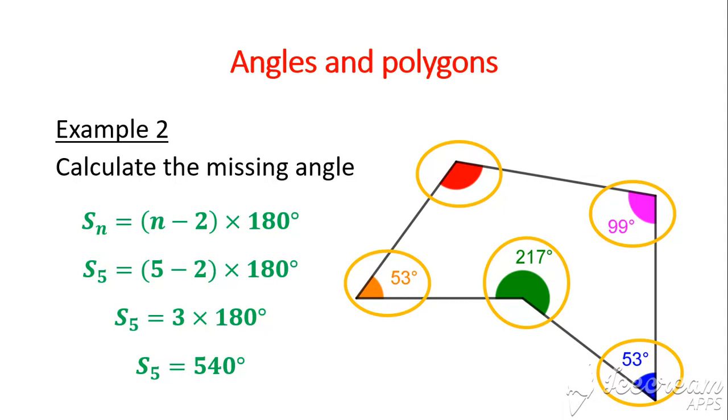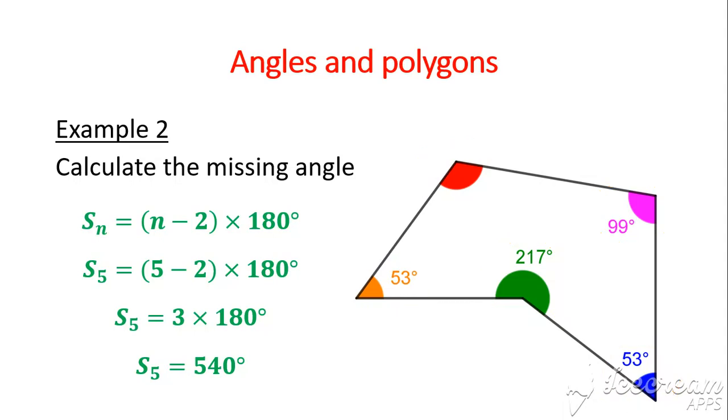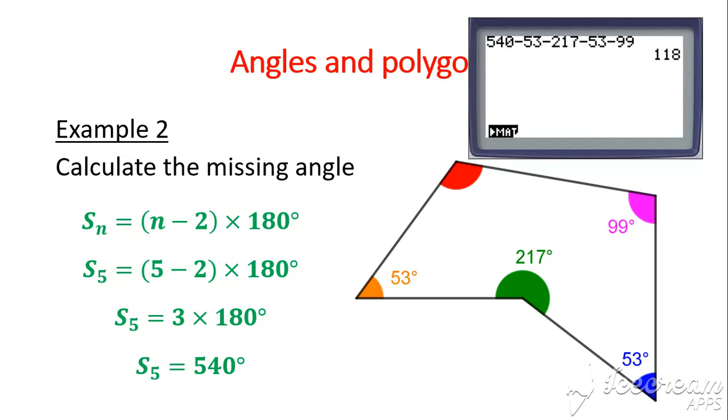So how do I work out that missing angle up the top there? Nice and easy. I grab my calculator, just go 540. I take away the 53. I take away the 217. I take away the other 53. I take away the 99. I'm left with the angle left over, which is 118 degrees.